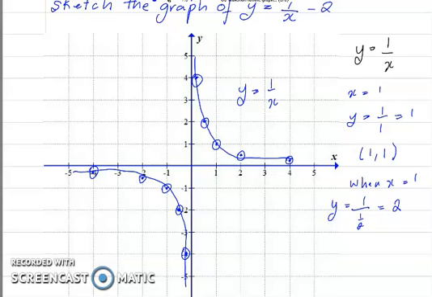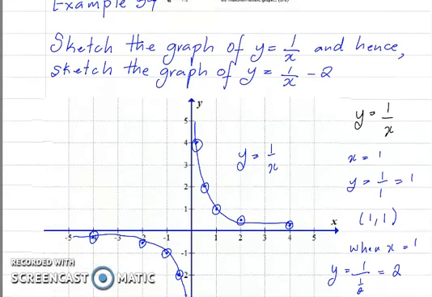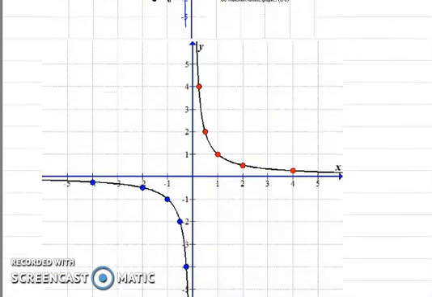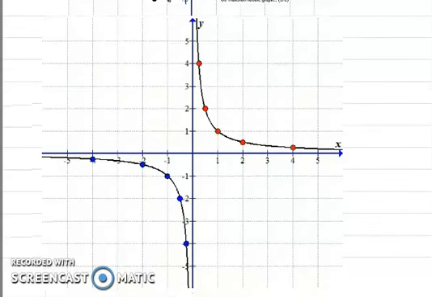So as I said, the y-axis and x-axis are asymptotes. The first thing we're asked to do is to sketch the graph of y is equal to 1 over x. Then it says, hence, sketch the graph of y is equal to 1 over x minus 2. Now, to do that, let's go down to the bottom where I actually already have the graph of y is equal to 1 over x.